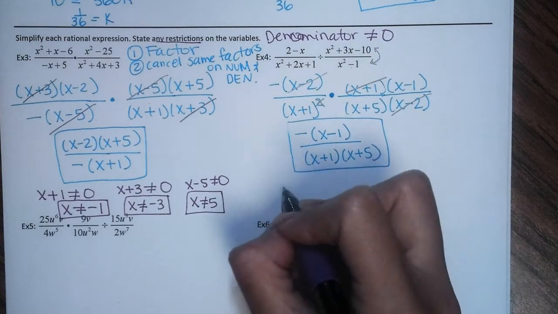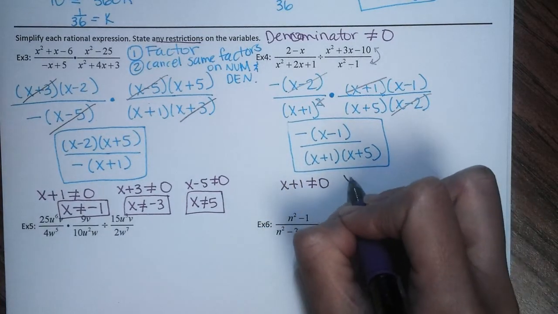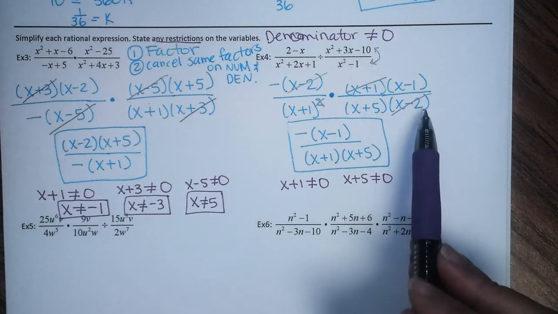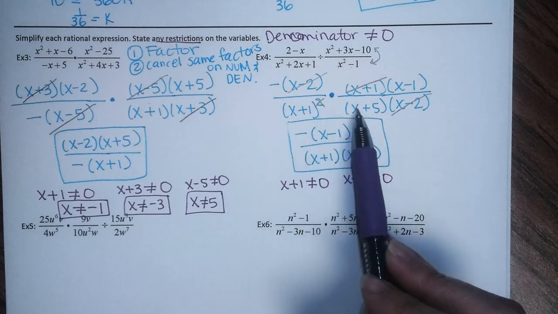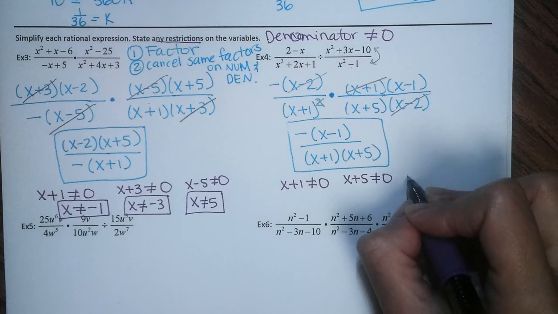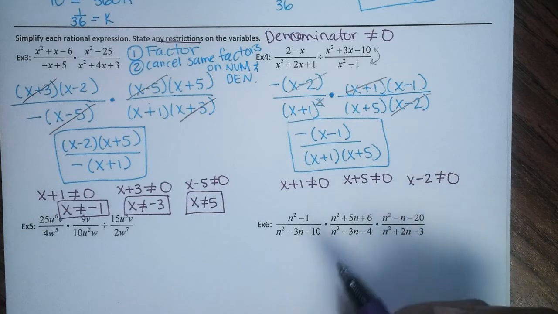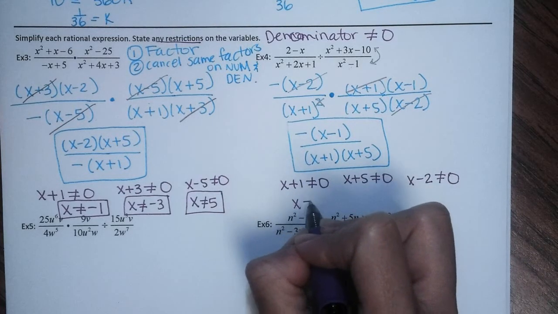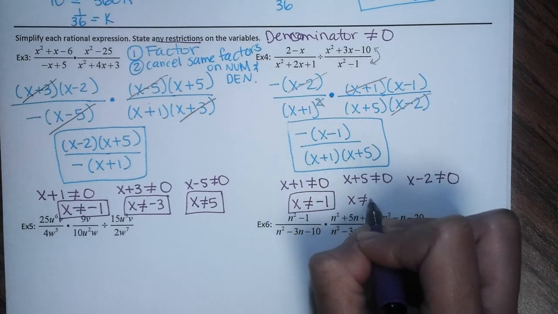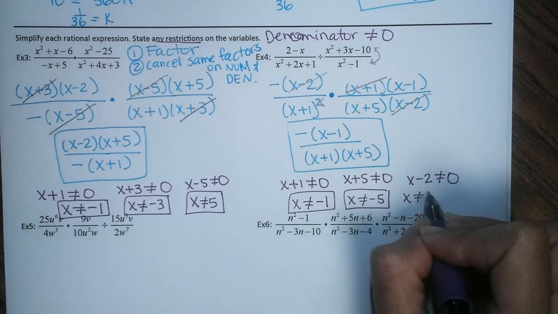So let's start with this one. x plus 1 cannot equal 0. Solve for x. x plus 5 cannot equal 0. Solve for x. And then don't forget to check anything that you might have canceled. x minus 2 cannot equal 0. So my restrictions should be x can't equal negative 1. x can't equal negative 5. x can't equal 2.